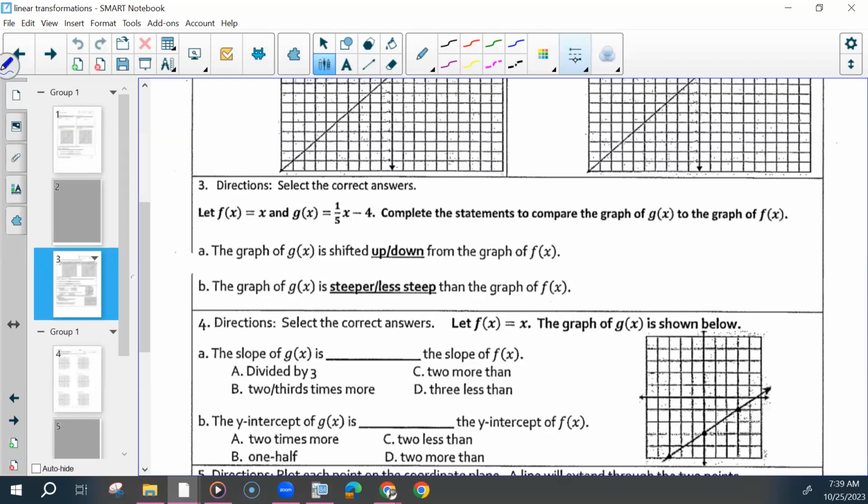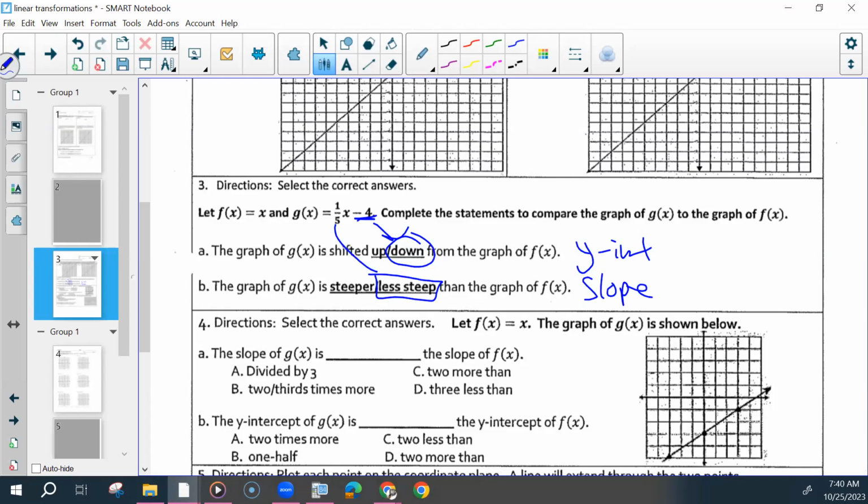For number 3, we're talking about shifted up, shifted down, steep or less steep. If it's shifted up or down, what is it talking about? The y-intercept or the slope? The y-intercept. Comparing the original to this, if it shifts down, how do we know that? Because of the -4. And then the next one is talking about the slope. And it's less steep, why? It's a fraction less than 1.